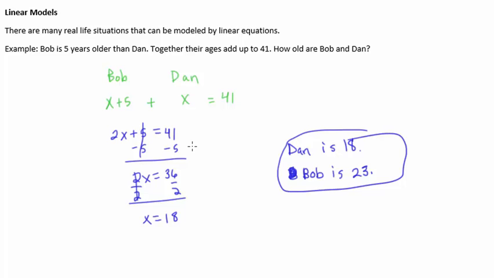So there are a wide range of questions like this that they could give us, where there's steps that they talk about going through, and the first step typically is to name something x and then figure out what the rest of the problem would be compared to that x. So that's why I said, well, let's make Dan x, and then Bob we can make x plus 5. So you just have to try out a lot of these problems and get used to how they work.